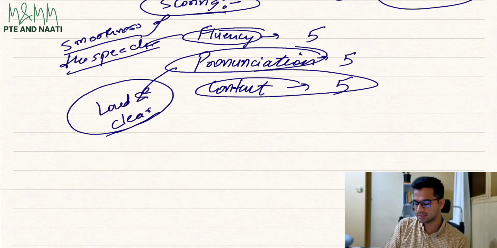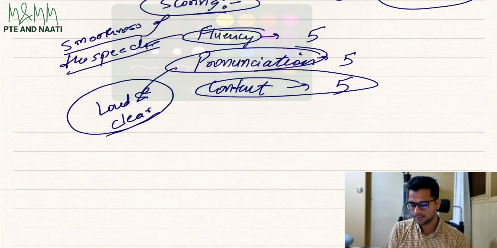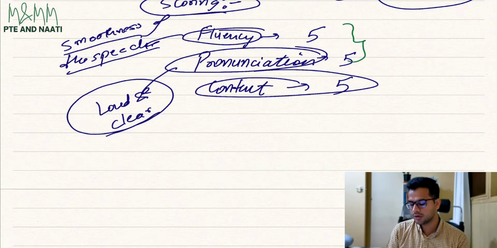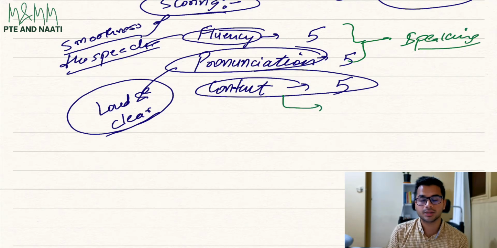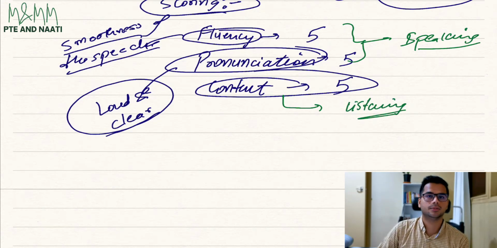Last but not the least is content. Now, content here plays a crucial role in deciding how many marks you get in your listening part. So what I mean to say is your fluency and pronunciation marks are going towards your speaking section, and your content marks are going towards your listening section.